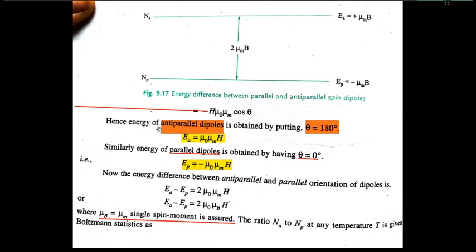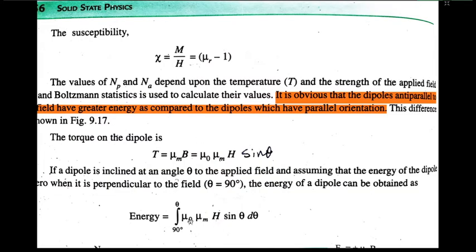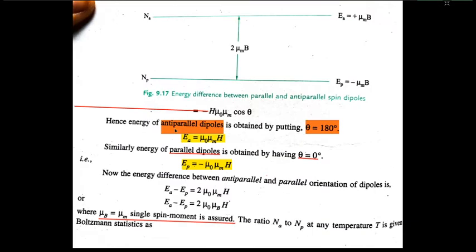So hence the energy with the anti-parallel dipole, that means the theta will be 180. सो अगर आप प्रीवियस इक्वेशन देखो तो ये है. सो एनर्जी, इसको अगर मैंने इंटीग्रेट किया, so it becomes the minus cos θ. सो ये हो जाएगा minus H μ0 μm cos θ.